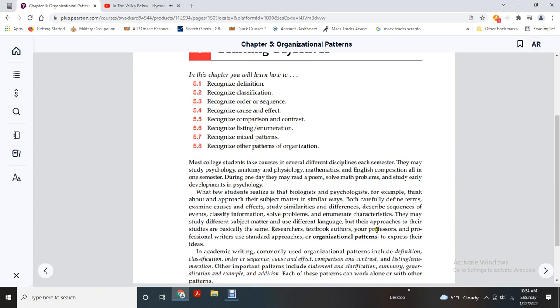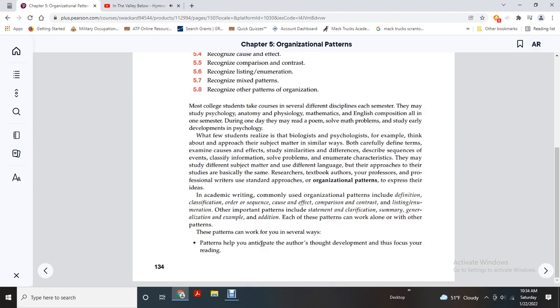Researchers, textbook authors, professors, and professional writers use standard organizational patterns to express their ideas. In academic writing, commonly used organizational patterns include definition, classification, order, sequence, cause and effect, comparison, contrast, listing, and enumeration. Other important parts include statement with clarification, and summary with generalization and example. In addition, each of these patterns can work alone or with other patterns. The patterns can work for you in several ways. Patterns help you anticipate what the author has in store for the development and focus of your reading.